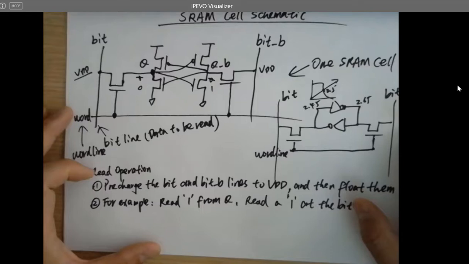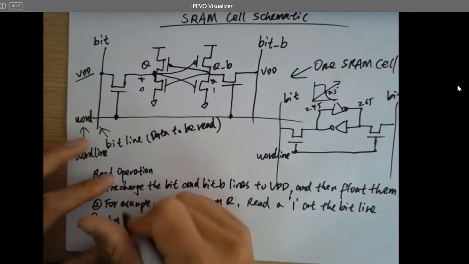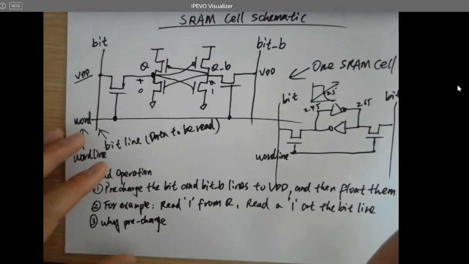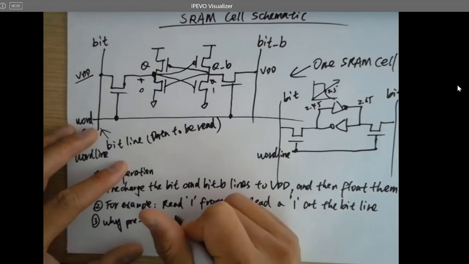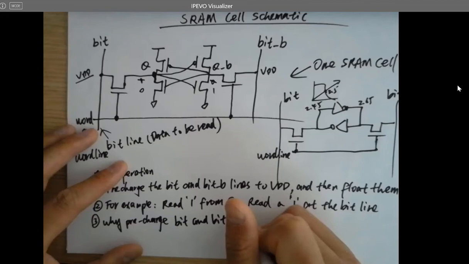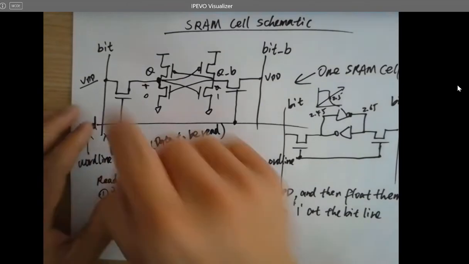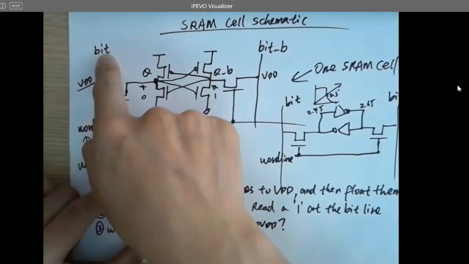Right? So we must have a question: why do we want to pre-charge it to VDD? We know it works, but when the designers initially designed this circuit, why do they want to pre-charge bit and bit bar to VDD? So NMOS is good at passing zeros but not ones, right? And I'm reading the bit line always. This is nothing but just trying to give a positive feedback. This is not data. This is data, right?